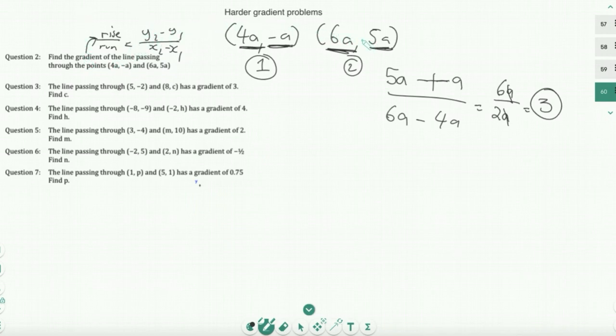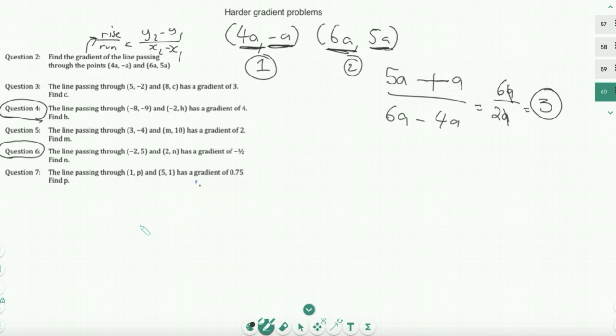Just plug each of these coordinates into the y2 minus y1 over x2 minus x1, and you will eventually get the answer. Let's look at a couple more. We're going to do 4 and 6 together, and you can do the rest by yourself. So to practice, you can do question 3, question 5, question 7. So let's do question 4.